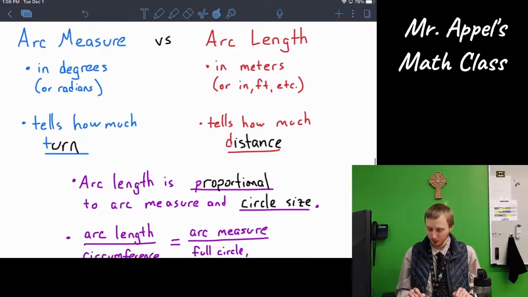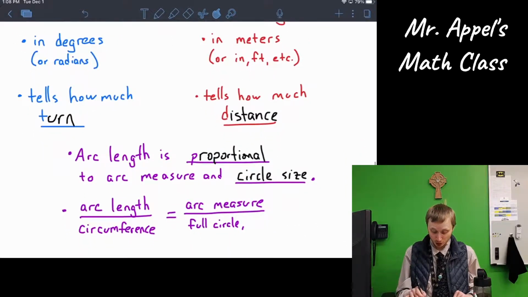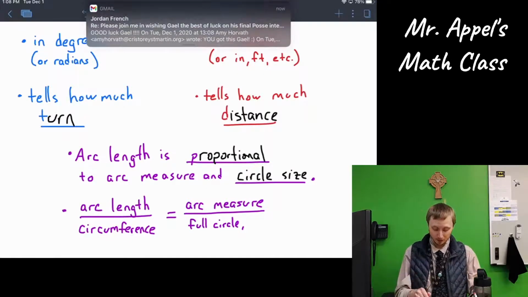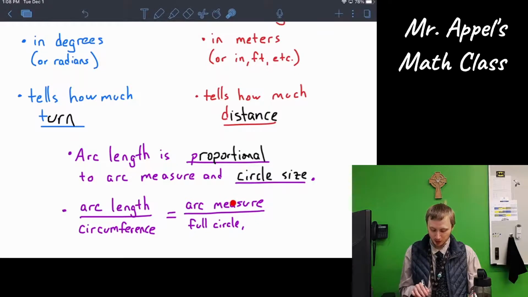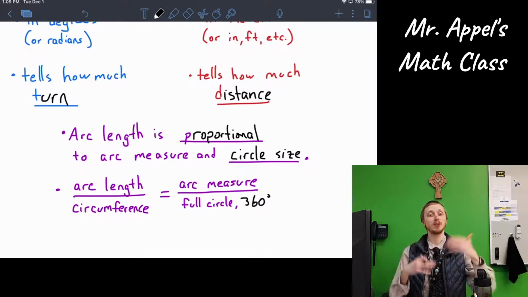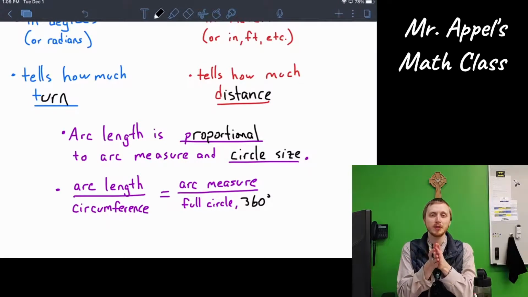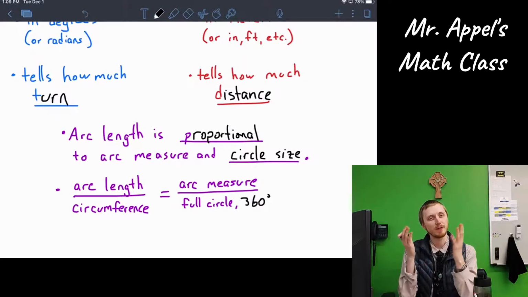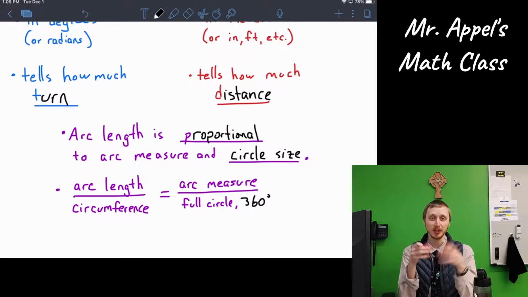As an equation, that would be set up like this. Here's your proportion equation: arc length over circumference is equivalent to the arc measure divided by the full circle, which we usually indicate as 360 degrees. So either one of them represents a fraction of the circle. They both represent the same fraction. But which type of fraction are you talking about? Fraction of rotation or fraction of distance?